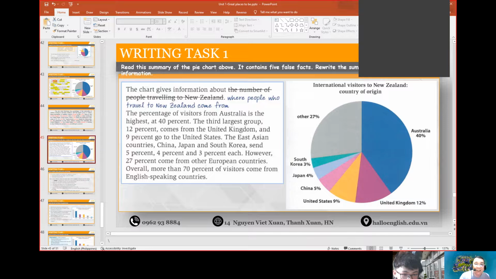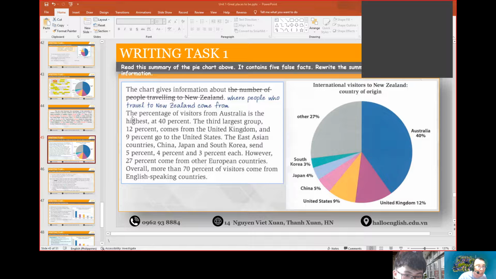So, read this summary of the pie chart below. It contains five false facts. Rewrite the summary to correct the information. Just what we had done a while ago, we corrected. So just like that, we have to do this one also. Now, the first one has been given to us. The chart gives information about where people who travel to New Zealand come from. Okay, let's continue, Koi. So what do you think would be the correction that we are going to do?